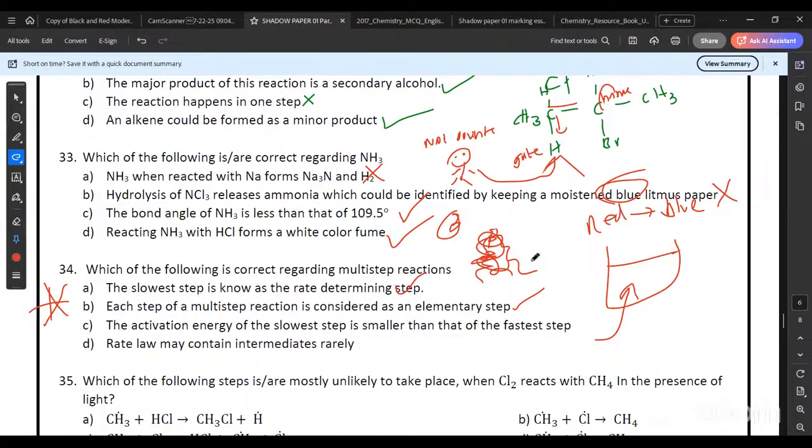The activation energy of the slowest step is smaller than the fastest step. No, the slowest step has the largest activation energy. That is why it is the slowest step. Rate law may contain intermediates. No. Don't even say that, people, you will go to hell. That's wrong. Statements 1 and 2 are correct. Answer number 1.